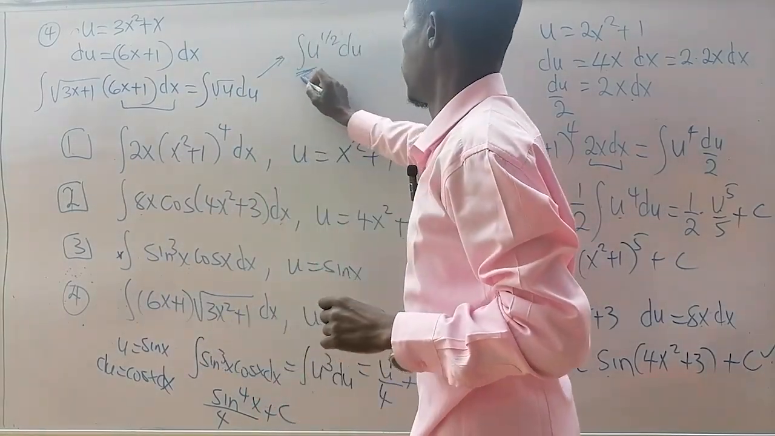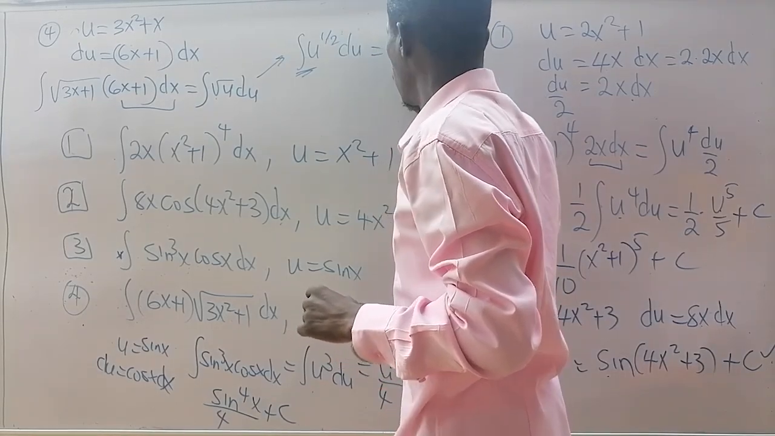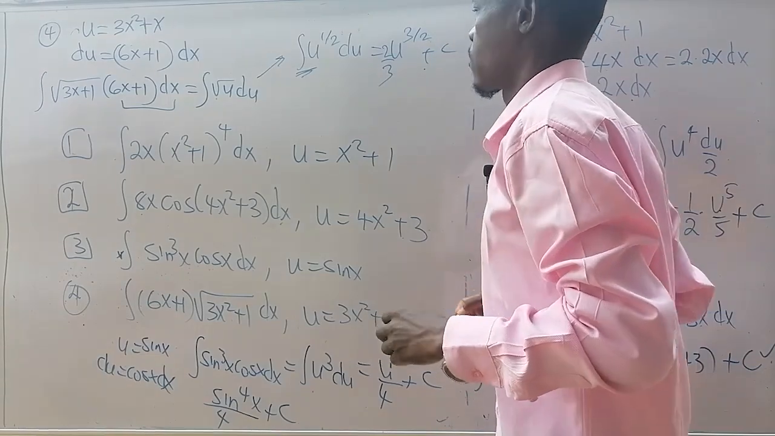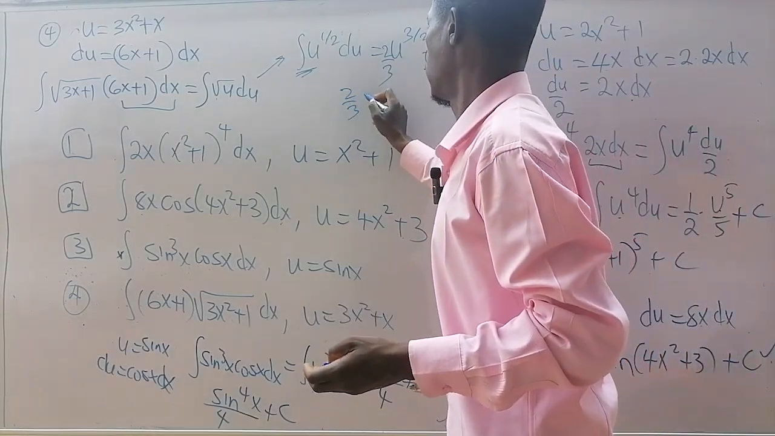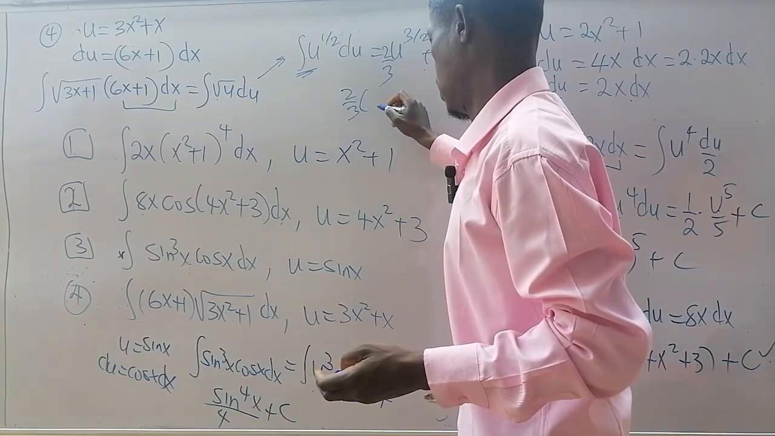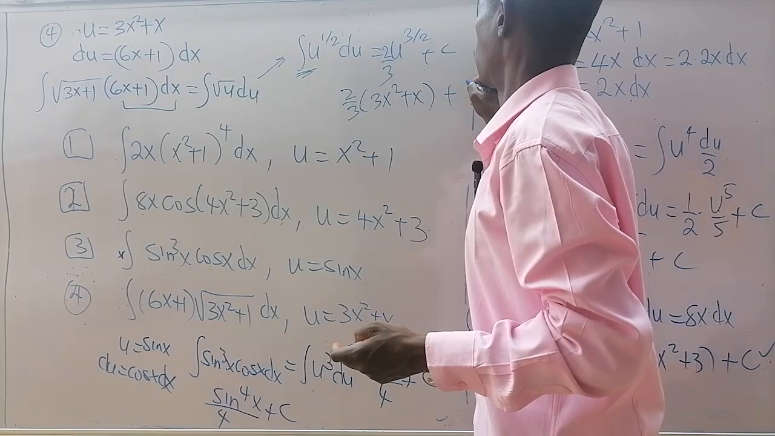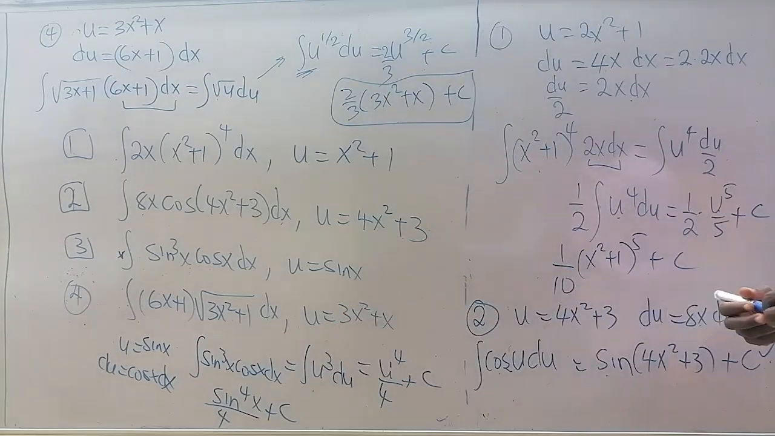Then do the integral of this, the power plus 1, that's u to the power 3 over 2, all over 3 over 2, and that will be 2 over 3 plus c. Finally, return the u back. So that will be 2 over 3 times 3x squared plus this, and then plus c. So that's my answer for that.